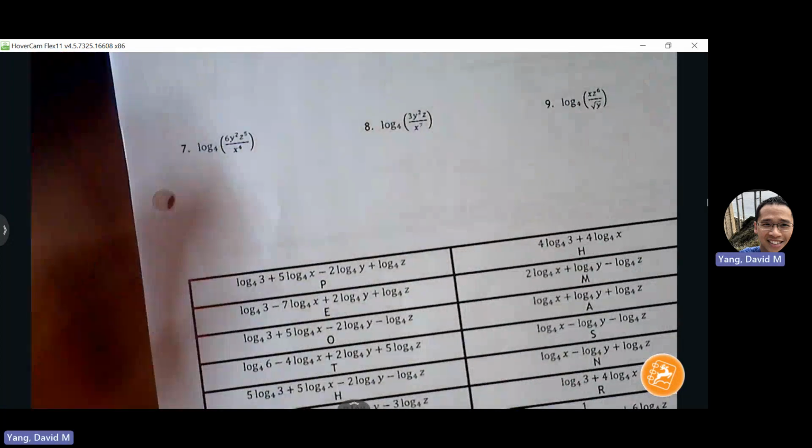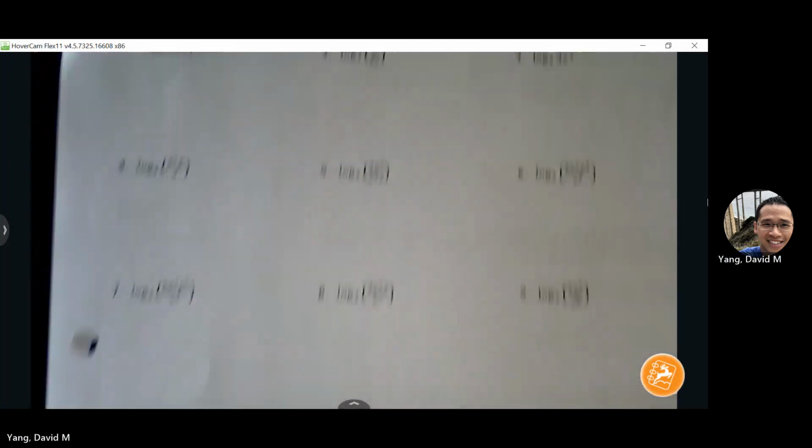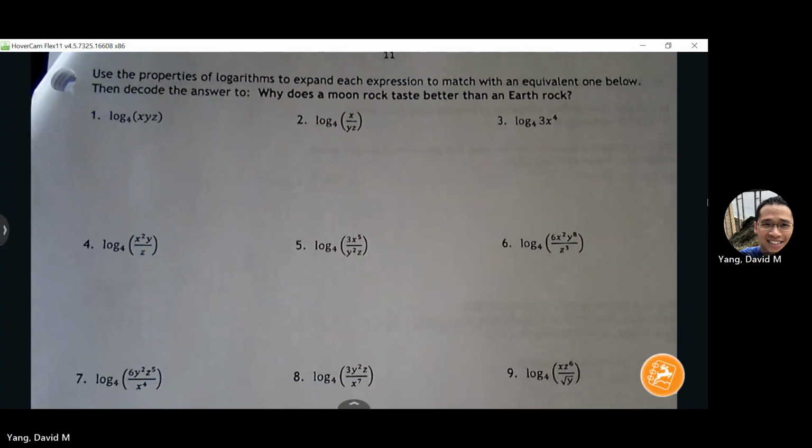And let's go to page 11. Go ahead and expand out each of the terms, and then match with the choices, and then you can put the letters down, and that's going to answer that riddle there.